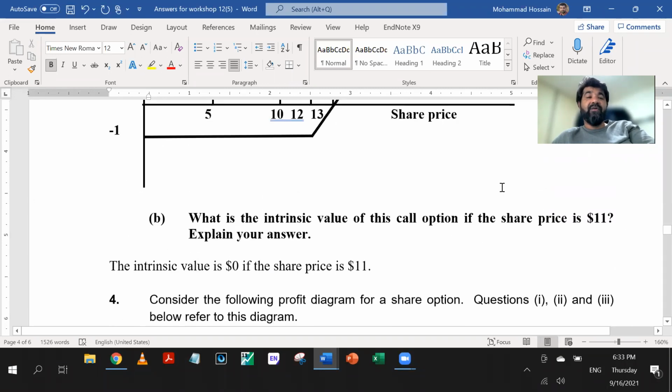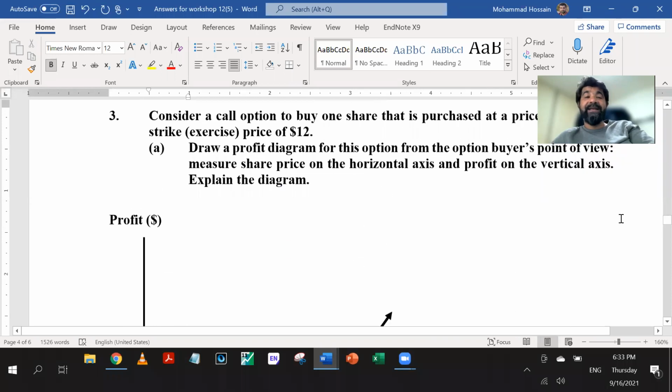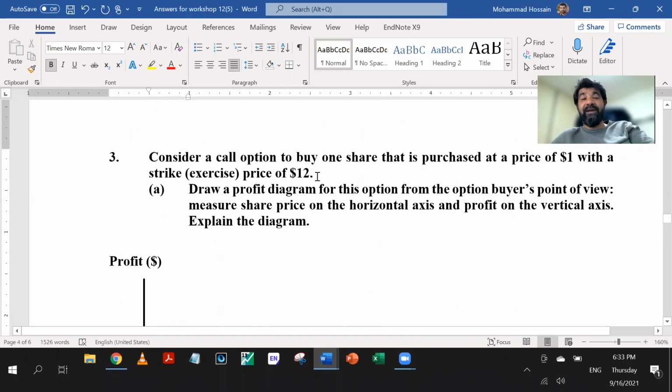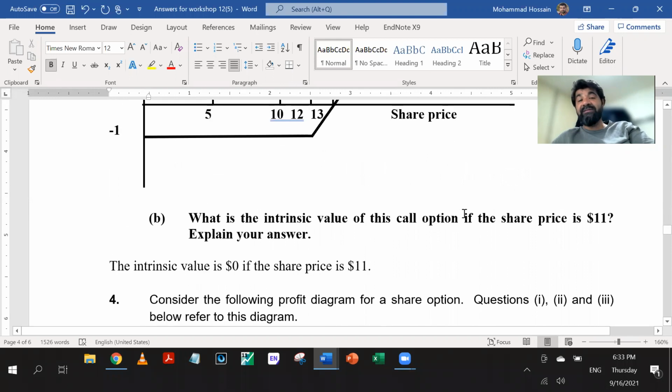First question is, what is the intrinsic value of the call option if the share price is $11? They said that if the share price is $12, that's the time they're going to buy. If the share price is $11, would they buy? No. Zero if the share price is 11. When they go for 12, they will strike.